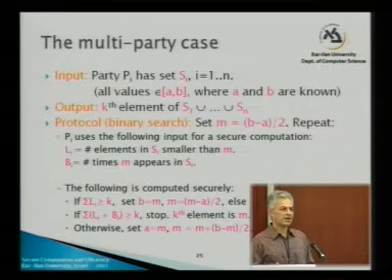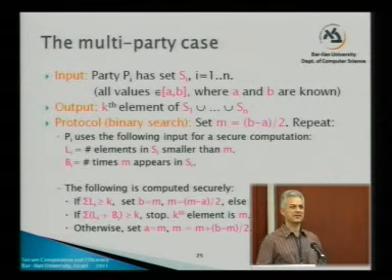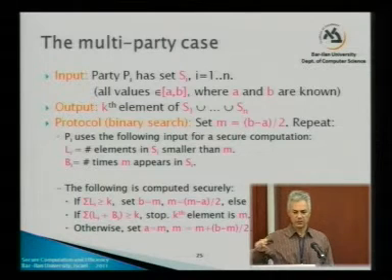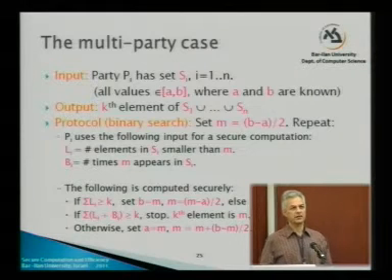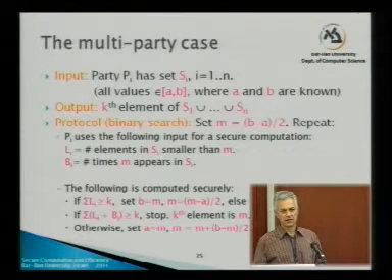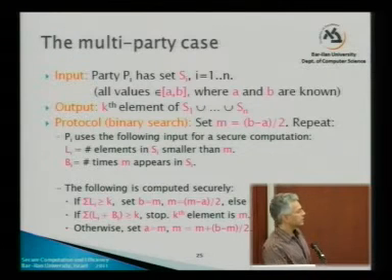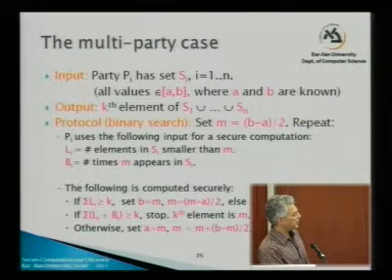If there are n parties, each one of them has an input set. And what we need to know here is the range in which the inputs exist. Suppose we want to find the kth element of the union of the sets. What we can do is a binary search for that element. Okay? So we set M to be exactly the middle of this range.